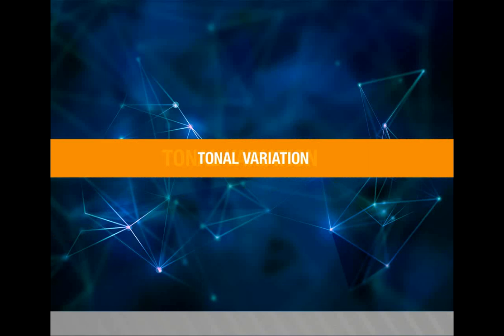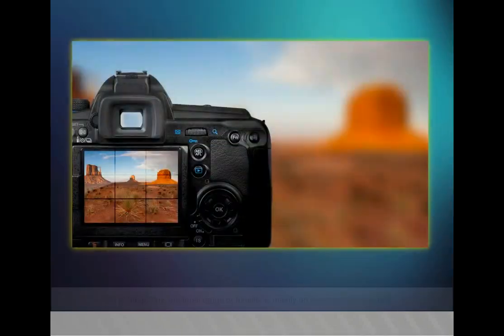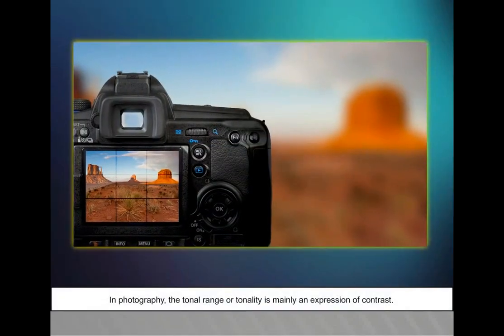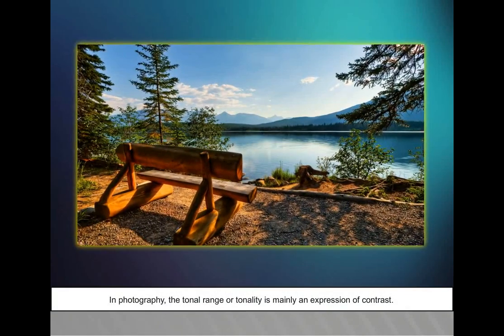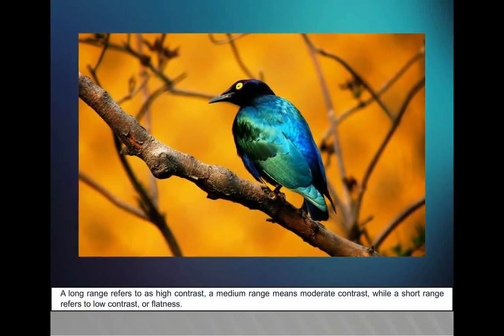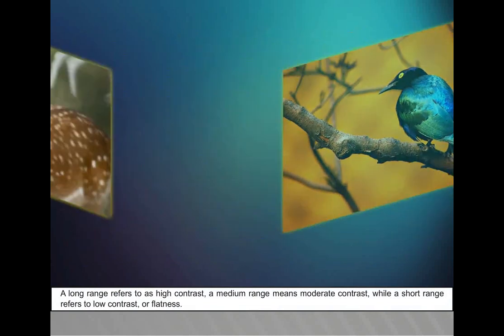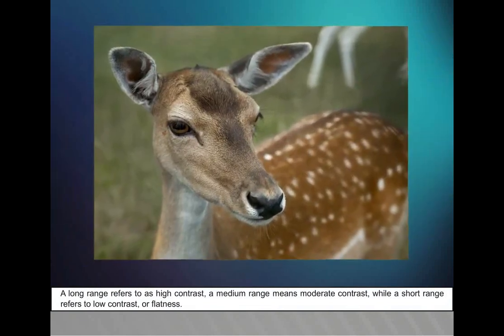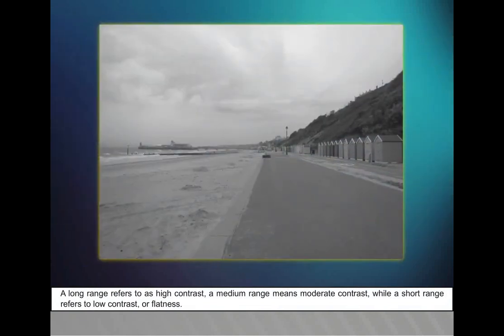Tonal variation. In this video, we are going to see about tonal variation. In photography, the tonal range or tonality is mainly an expression of contrast. A long range is referred to as high contrast, a medium range means moderate contrast, while a short range refers to low contrast or flatness.